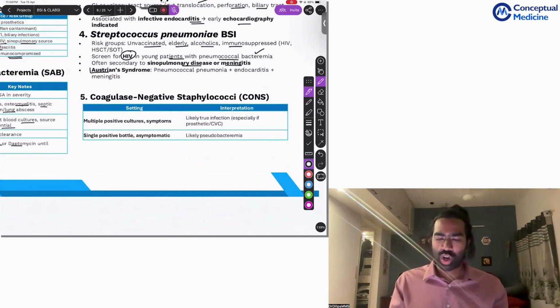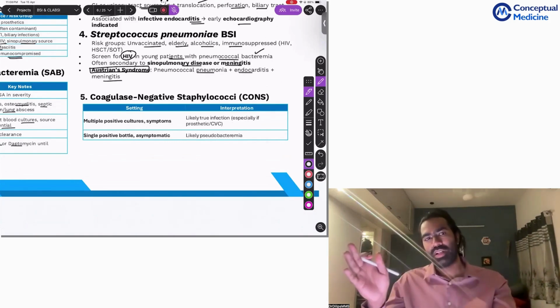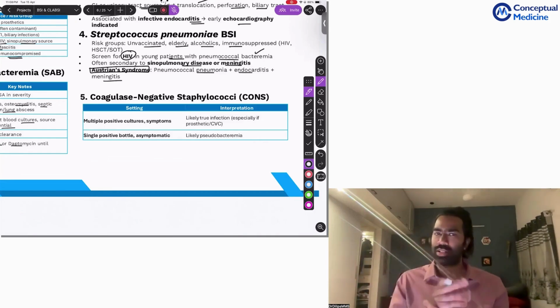And there is something called Austrian syndrome. So what do you mean by Austrian syndrome? It's a triad. It contains three things: pneumococcal pneumonia, endocarditis, and meningitis. If all three are there in the patient, so the lung is involved, the heart is involved, the brain is involved, that is called Austrian syndrome.